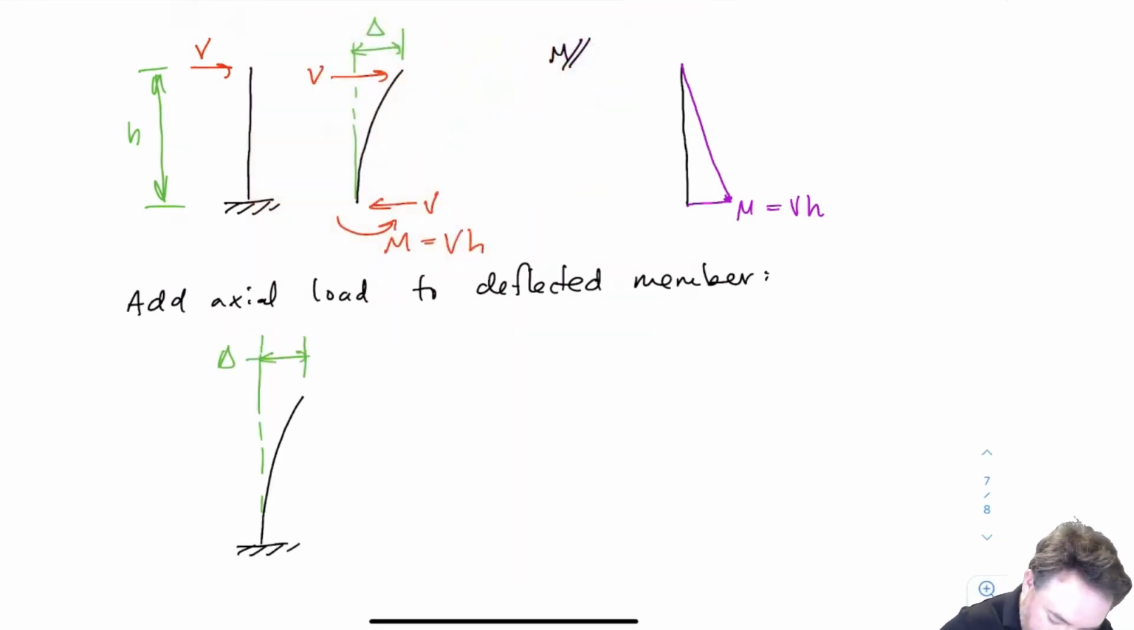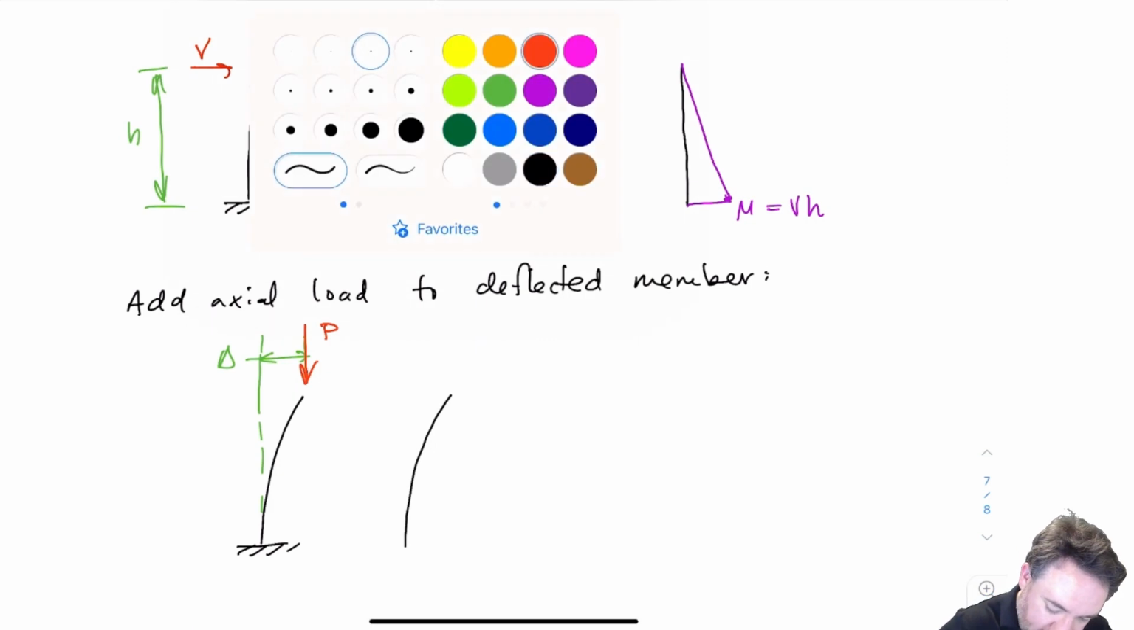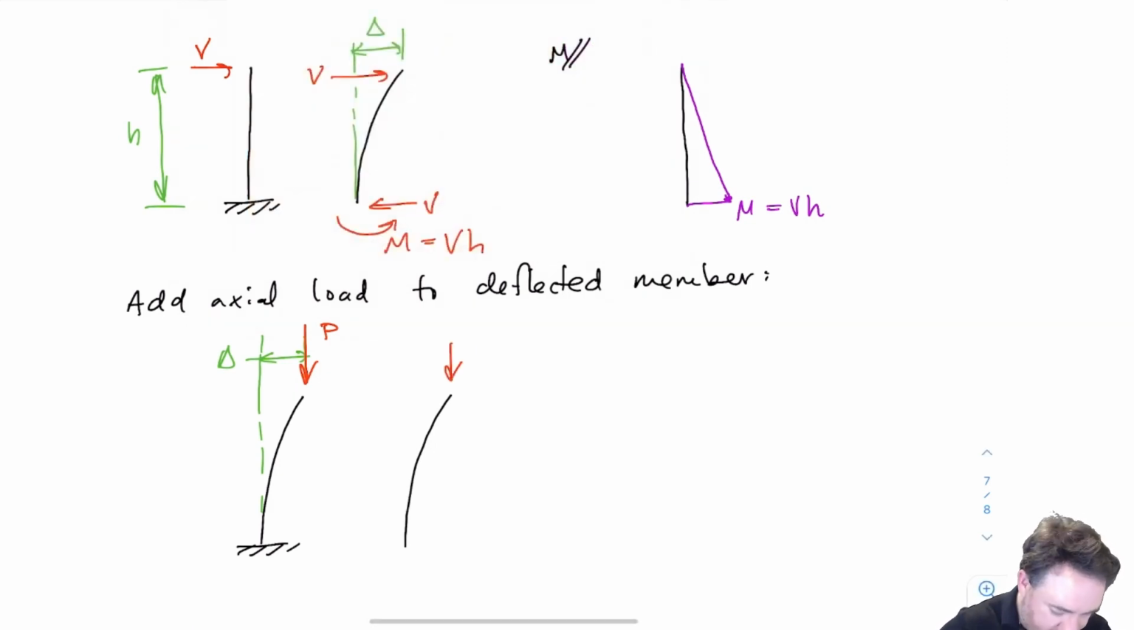Okay, so there's my delta, and let's say it just starts deflected. I don't care right now how it got to that deflection. Maybe the member's just curved to start with, and I'm applying a load P. Now what's going to happen is that my P is being applied at some eccentricity delta.